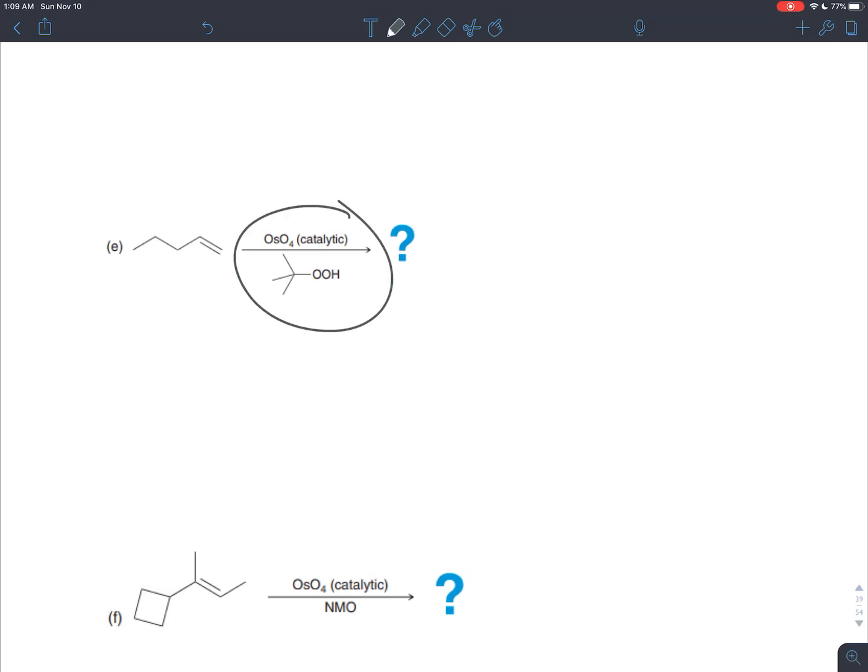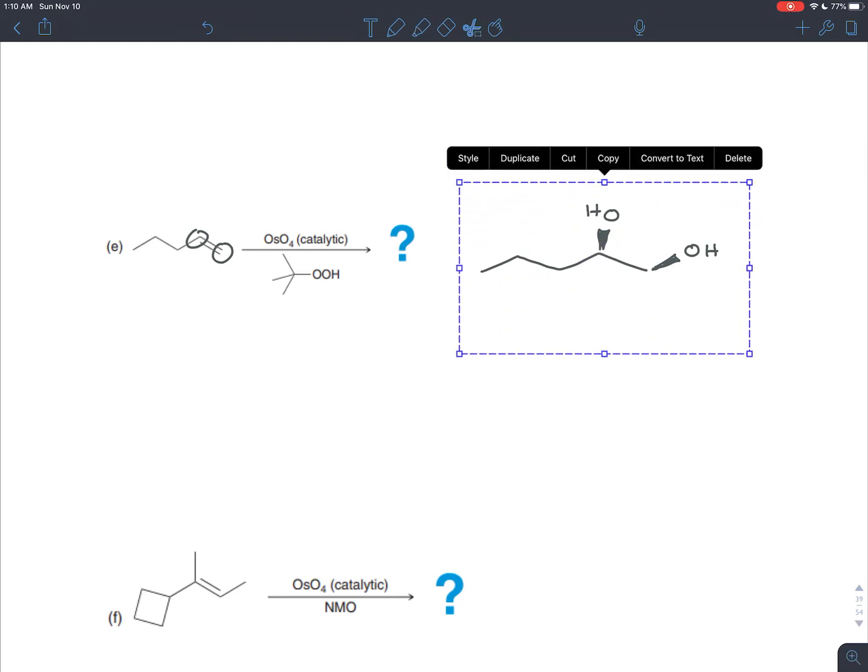So to draw the product, recognize this as syn dihydroxylation. You would redraw the carbon skeleton just without the pi bond, and on the two carbons that were in the double bond, you would add OHs, hydroxyl groups, making sure that those add on the same side. So either both coming out at you or both going away. And here, because this carbon on the left is a chiral center, we want to draw the enantiomer.